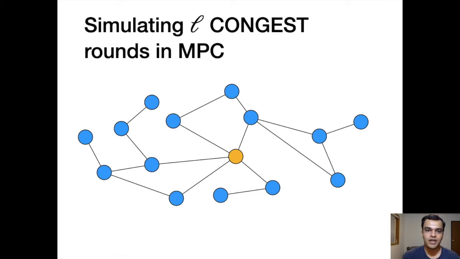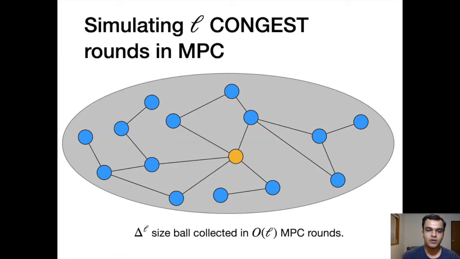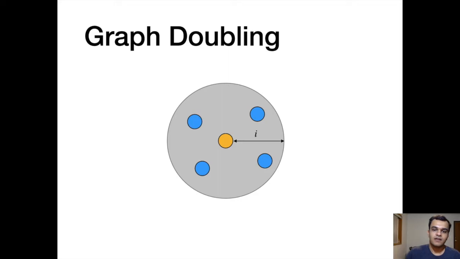So if we want to simulate L CONGEST rounds in MPC, we need to gather the ball of radius L, of L hops, around the vertex that we are interested in simulating. This ball can be of size delta to the L and can be collected in O of L MPC rounds by basically collecting an i-hop ball in i rounds, just by going one hop at a time. But one can do a lot better in the MPC model by exploiting the all-to-all communication.